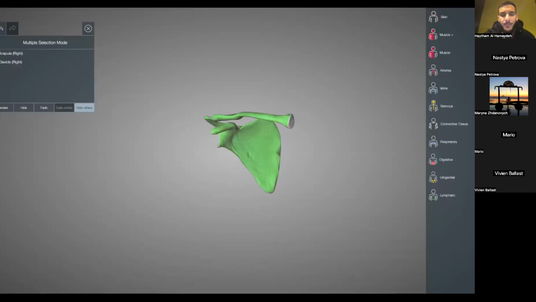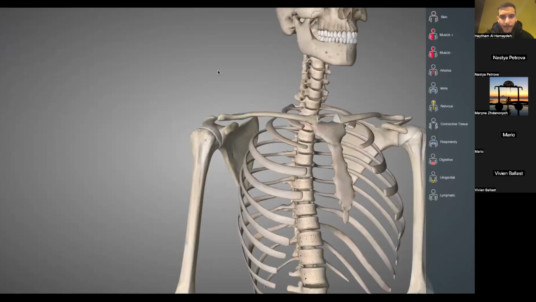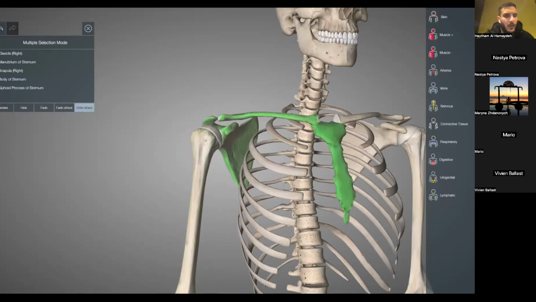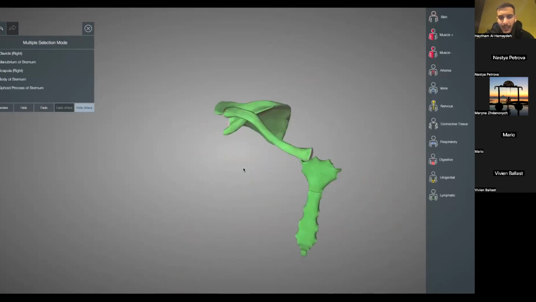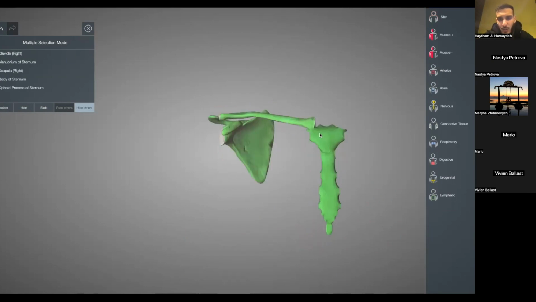The clavicle articulates with the sternum at the sternoclavicular joints. The clavicle here, sternal end, articulates with the sternum. Here, look, this is the sternoclavicular joint. The clavicle articulates with the sternum at the sternoclavicular joint.